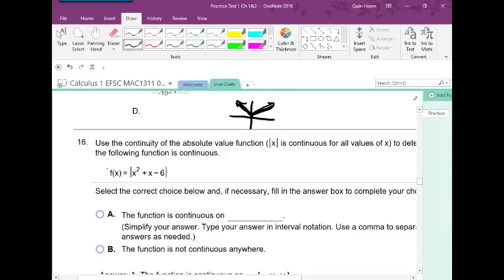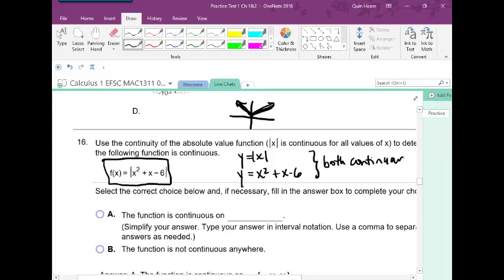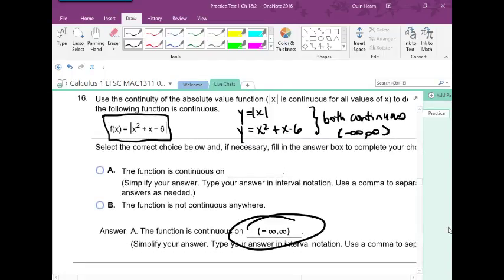So what happens when you have to determine the continuity of something that looks like this? f of x equals absolute value of x squared plus x minus 6. Well, this is a composition of functions. We've plugged one function into another. But the function y equals absolute value of x, the outer function, is continuous everywhere. And polynomial functions like x squared plus x minus 6 are continuous everywhere. These are both continuous on the interval from negative infinity to infinity. So if you compose them, plug one into the other, it's still going to be continuous everywhere. So that's why they said that the function's continuous on the interval from negative infinity to infinity.